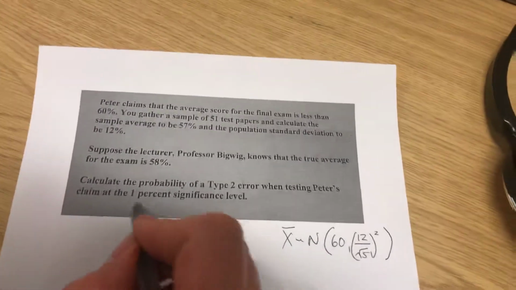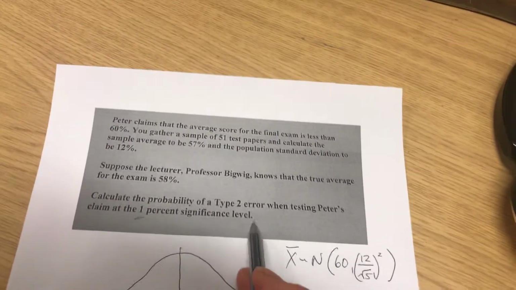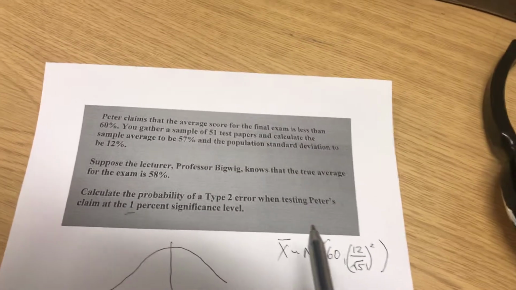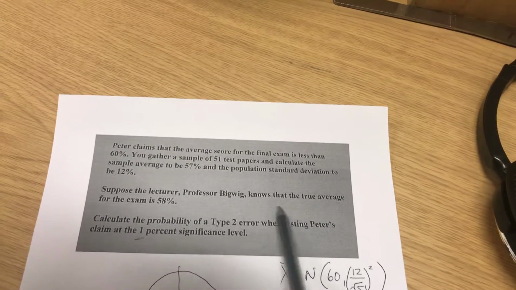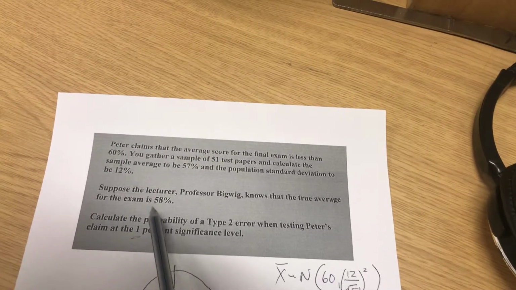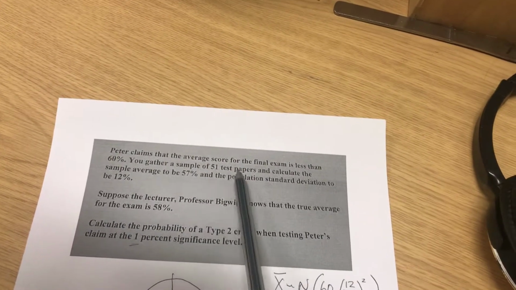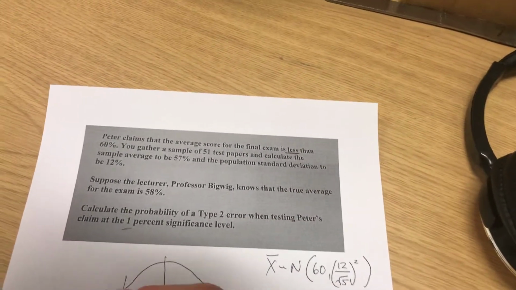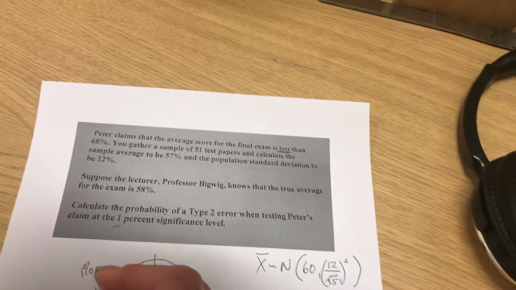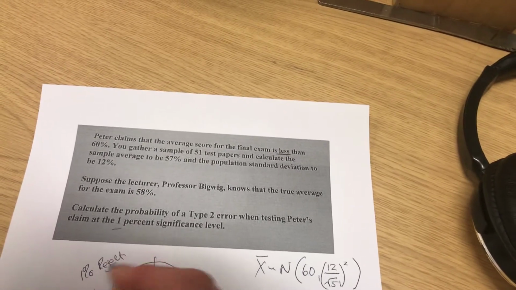We know he wants to do it at a 1% significance level, and I think we're looking at the lower end because he's saying the average is less than 60. So we are looking for the lower end if we'd actually done the test. So this would be your 1%. This would be where you would reject H0.